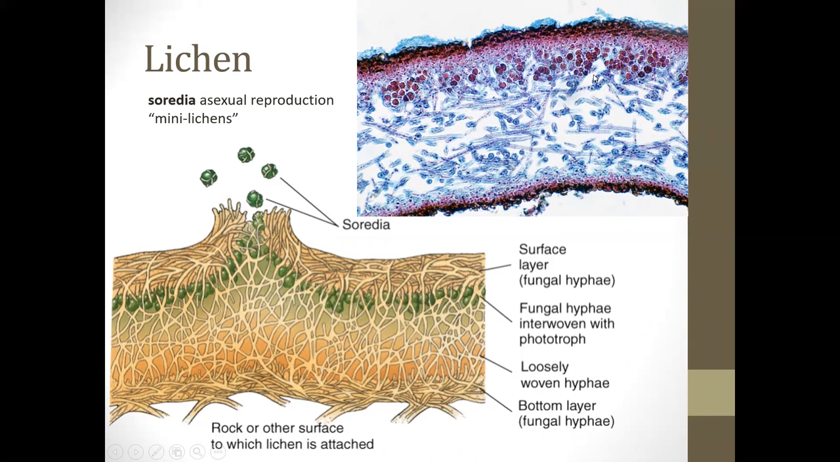And these can reproduce through asexual means. What they'll do is create spores called soredia. Soredia are algae that have hyphae surrounding them. So hyphae will break off with this algae, and the algae and hyphae together will be blown off into the environment where they can start growing on a new surface. So this combination of algae and hyphae in a spore form is called soredia.